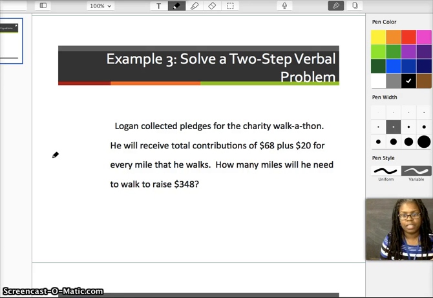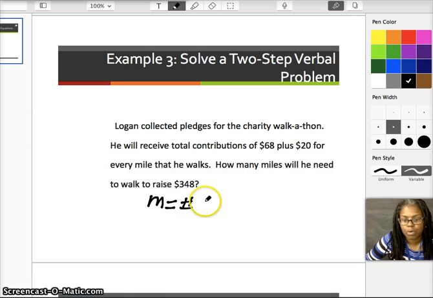And then when he calculates all the money that he's getting from other people, he realizes that it's going to be $20 per mile that he walks. So the amount of money is going to be dependent on, yes, the $68 initially, but the $20 for each mile that he walks. How many miles will he need to walk in order to raise $348? So what we'll do is first define the variable, because the thing that we don't know about is how many miles he walks. So let m be the number of miles Logan walks.